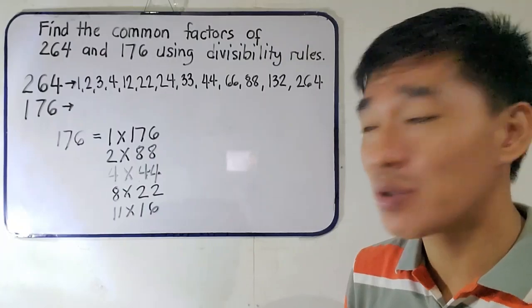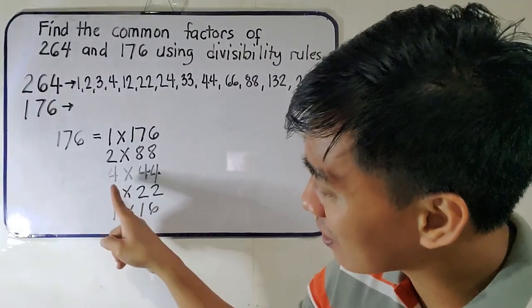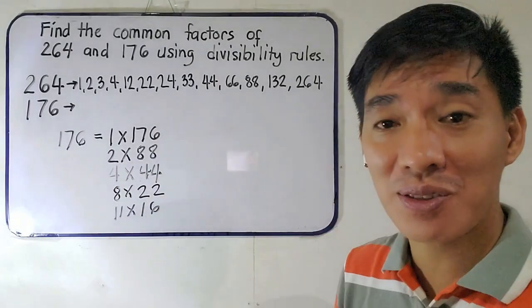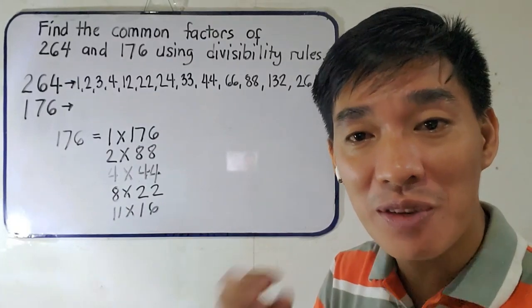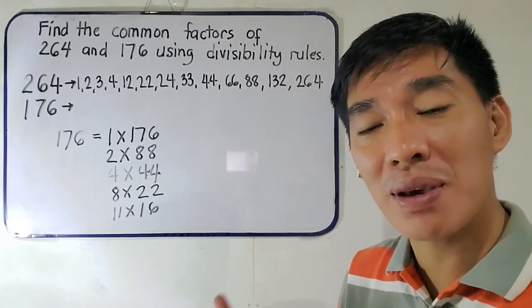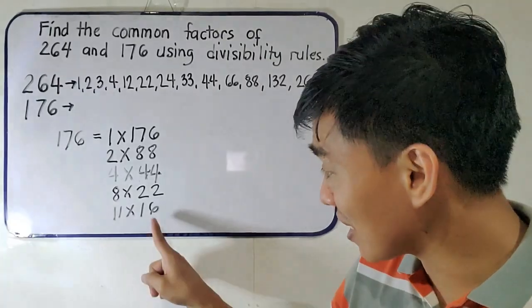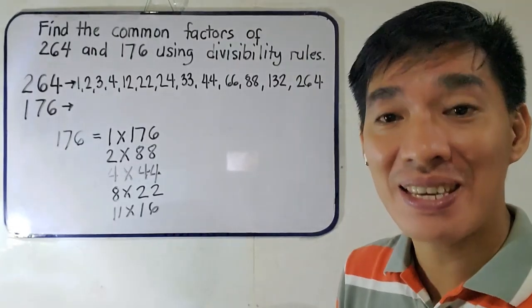By 12, I think it's not divisible by 12 because there is no 3 as another factor here. It's supposed to be divisible by both 3 and 4. So you continue by 13, by 14, by 15, not. By 16, 16 is already there. So that simply means that our factors are already complete.